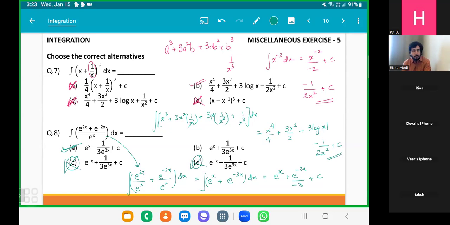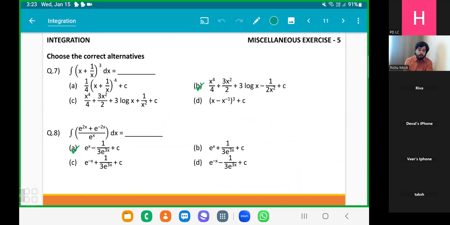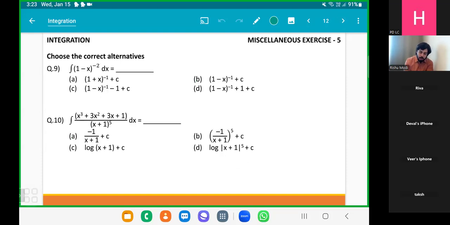Yes, Riva. Okay. Right? Are we clear with this? So question number 8, option A becomes my answer. So 7th was option B, 8th was option A. We go on to the next one, question number 9.